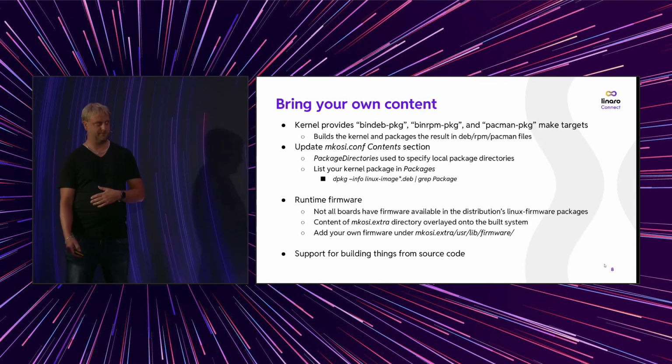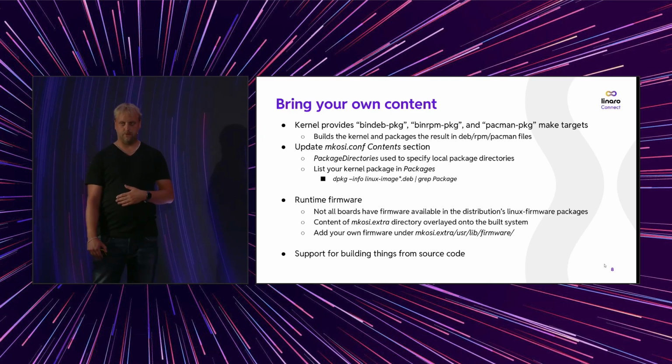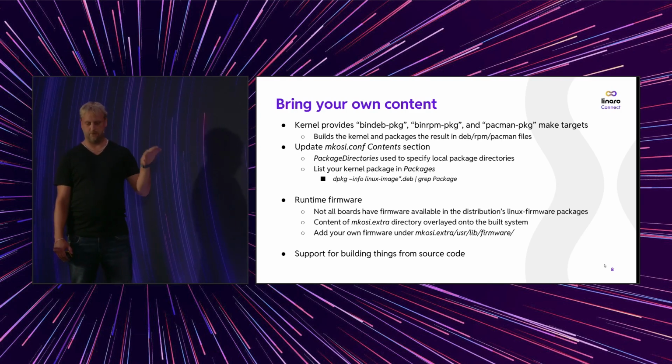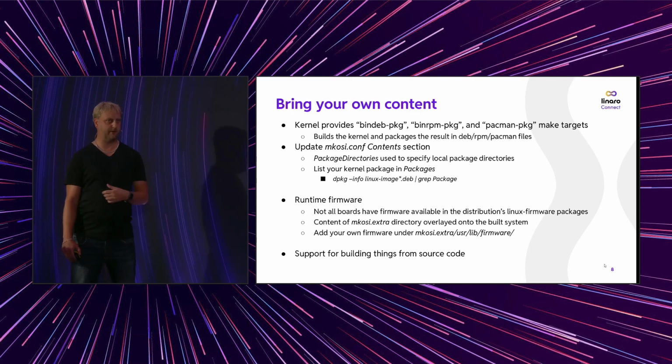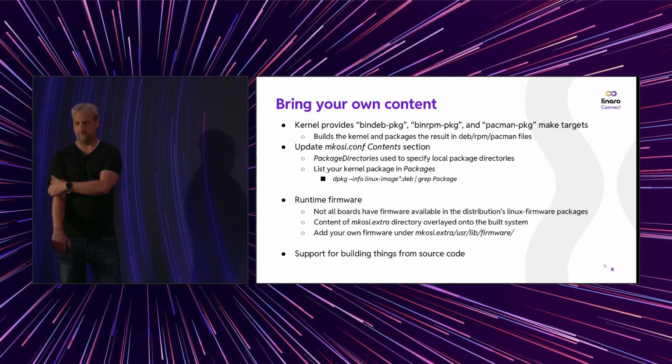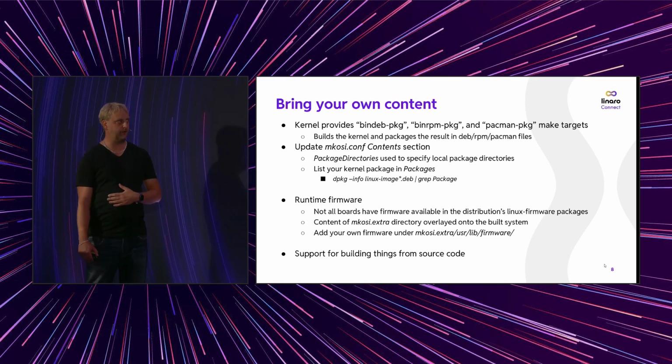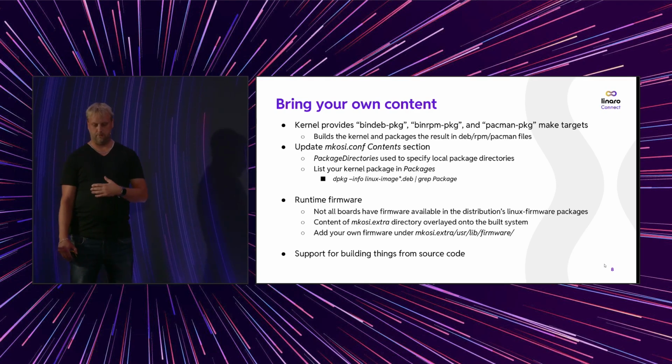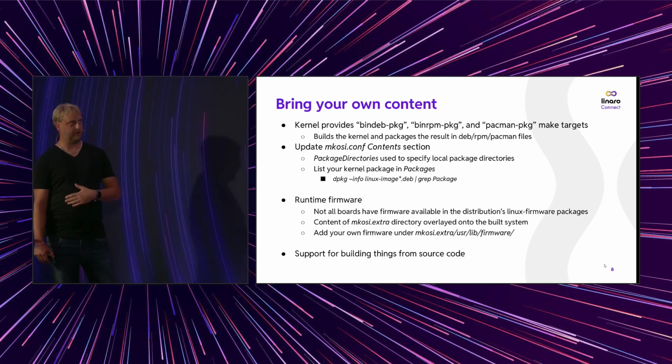Next slide, please. Thanks. So this allows us to take a distro, take a version of a distro, and generate a disk image with some set of packages. But for this to be really useful for us, we of course need to bring our own content. The kernel build system today, you can use make bindeb-pkg, binrpm-pkg, or pacman-pkg as your make targets in the upstream kernel, and out comes the deb or rpm or whatever arch package files.